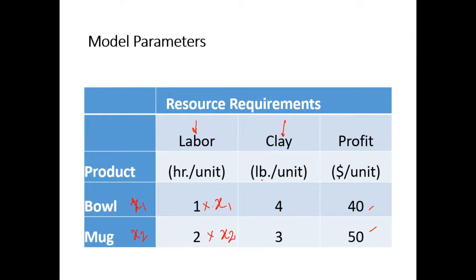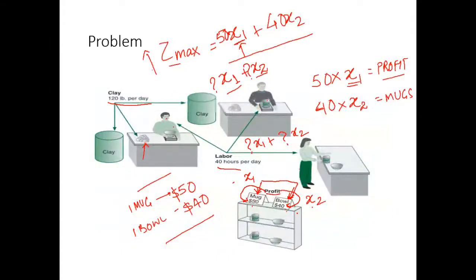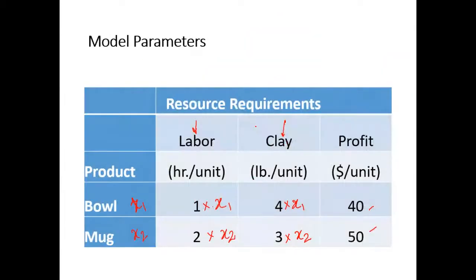Similarly, for the clay constraint, the clay resource, for making one bowl, 4 pounds are required. And for making one mug, 3 pounds are required. So if we make X1 bowls, 4X1 clay is required. For making X2 mugs, 3X2 clay is required. Okay, so we got that information which was missing here. These were the two equations for constraints, and we had to find the value of these question marks, and we have got this.